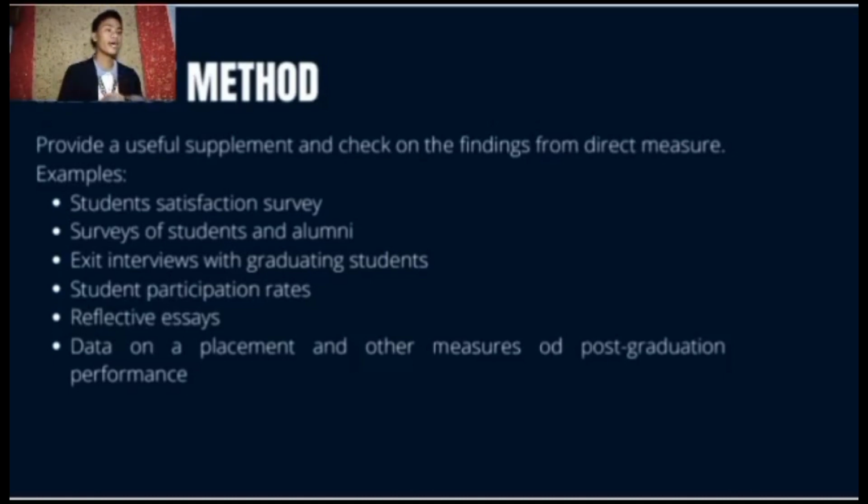Okay, indirect method, class, is a useful supplement to check the findings from the direct measure, which is directed to the learners. Examples are student satisfaction survey, surveys of students, alumni, exit interviews with graduating students, and participation rates. So those are the examples of indirect method.